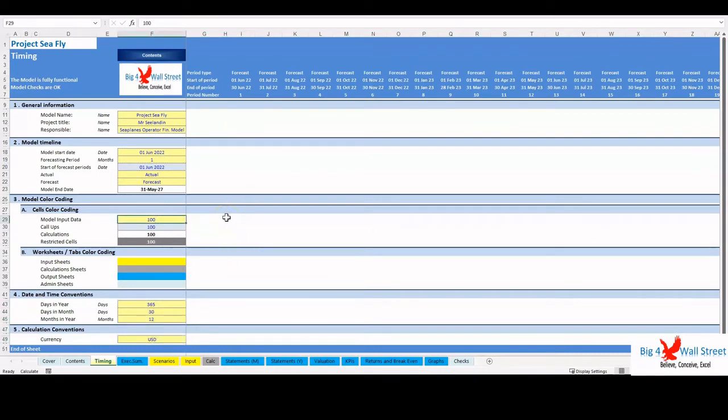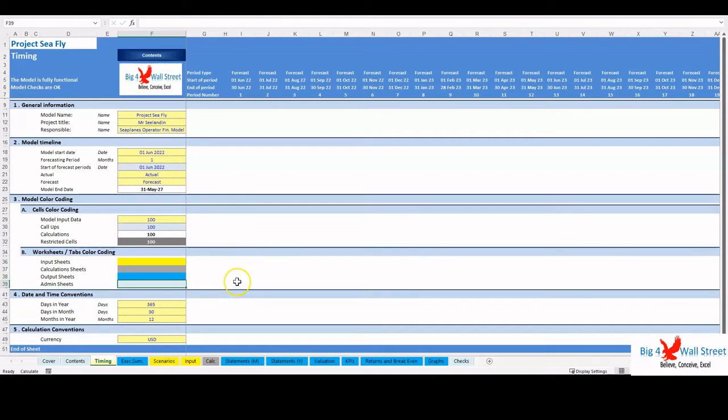Inputs are always depicted with a yellow fill and blue letters. Call ups, that is direct links from other cells, are filled in light blue with blue letters, while calculations are depicted with white fill and black characters. There is also a color coding for the various tabs of the model. Yellow tabs are mostly Assumptions tabs, gray tabs are Calculations tabs, blue tabs are Outputs tabs, that is effectively results or graphs, and finally light blue tabs are Admin tabs, for example, the cover page, contents, and checks.